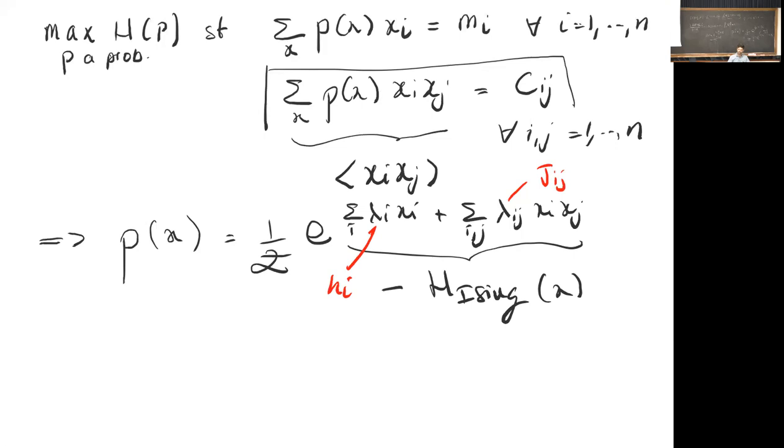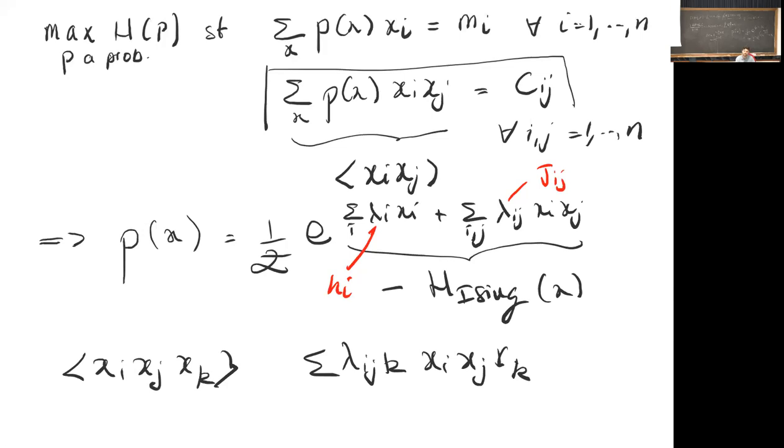So what we just proved using information theory is that the Ising model is the minimal model to represent correlations, two-body correlations between variables. If you had information about three-point correlations like this, you would obtain a generalized Ising model where you would have in the Hamiltonian a sum over three spins like this, and so on and so forth.